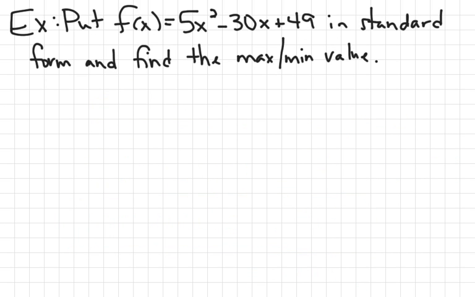Let's put f of x equals 5x squared minus 30x plus 49 in standard form. But let's also find the maximum or minimum value, depending on which one it has. All right, I'm going to start skipping steps now. Since I'm going to take out the first two terms, and I need the leading coefficient to be 1, I'm going to factor a 5 from the first two terms before I put my blank.